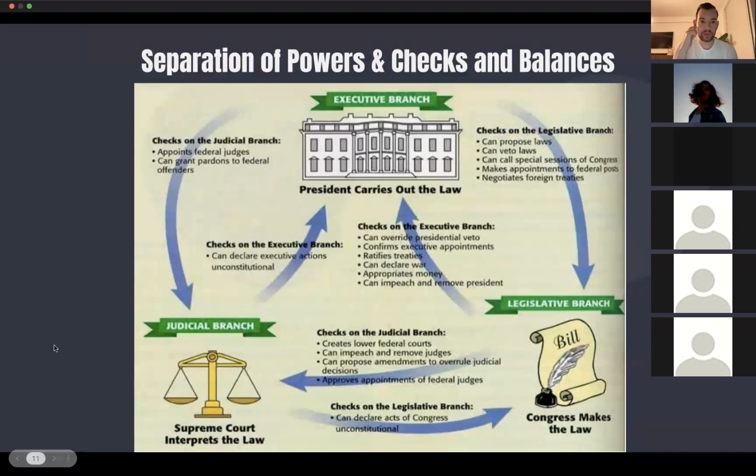Before we get to Supreme Court cases and the Bill of Rights, any questions on checks and balances?